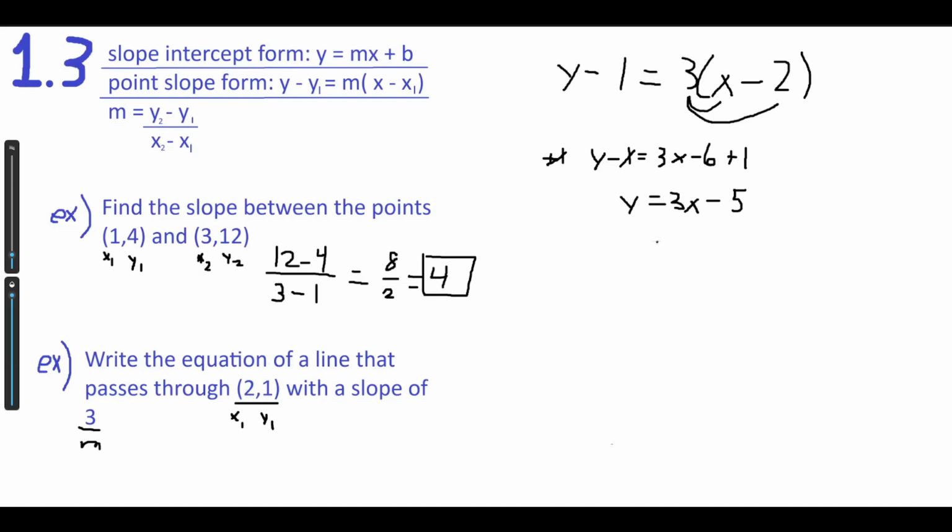Now if you want to check this, you can just plug this point back into the equation. So we would do 1 equals 3 times 2 minus 5. 3 times 2 is 6, minus 5, which equals 1. And this checks out. So this is our final answer.